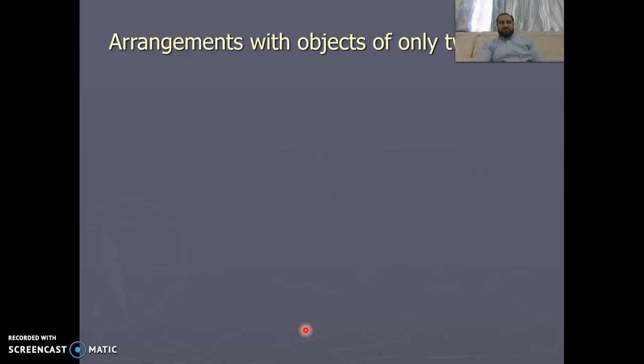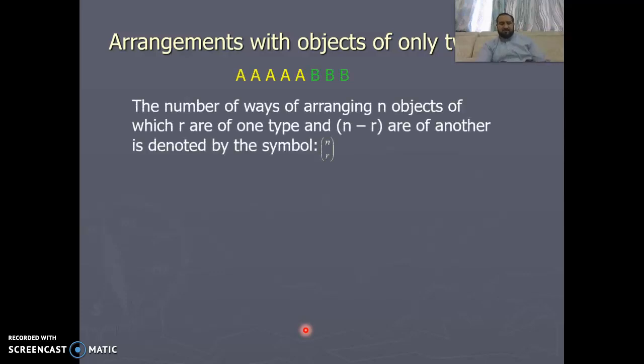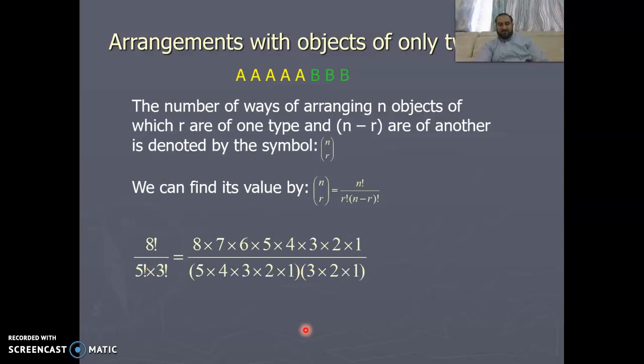Okay, arrangements with objects of only two types. Here we just saw the example, so we can generalize this rule. The number of ways of arranging n objects of which r are of one type and n minus r of another type is denoted by nCr. We can find its value by nCr, or we can write it as n factorial over r factorial times n minus r factorial. And here we can see this is 56 possible.